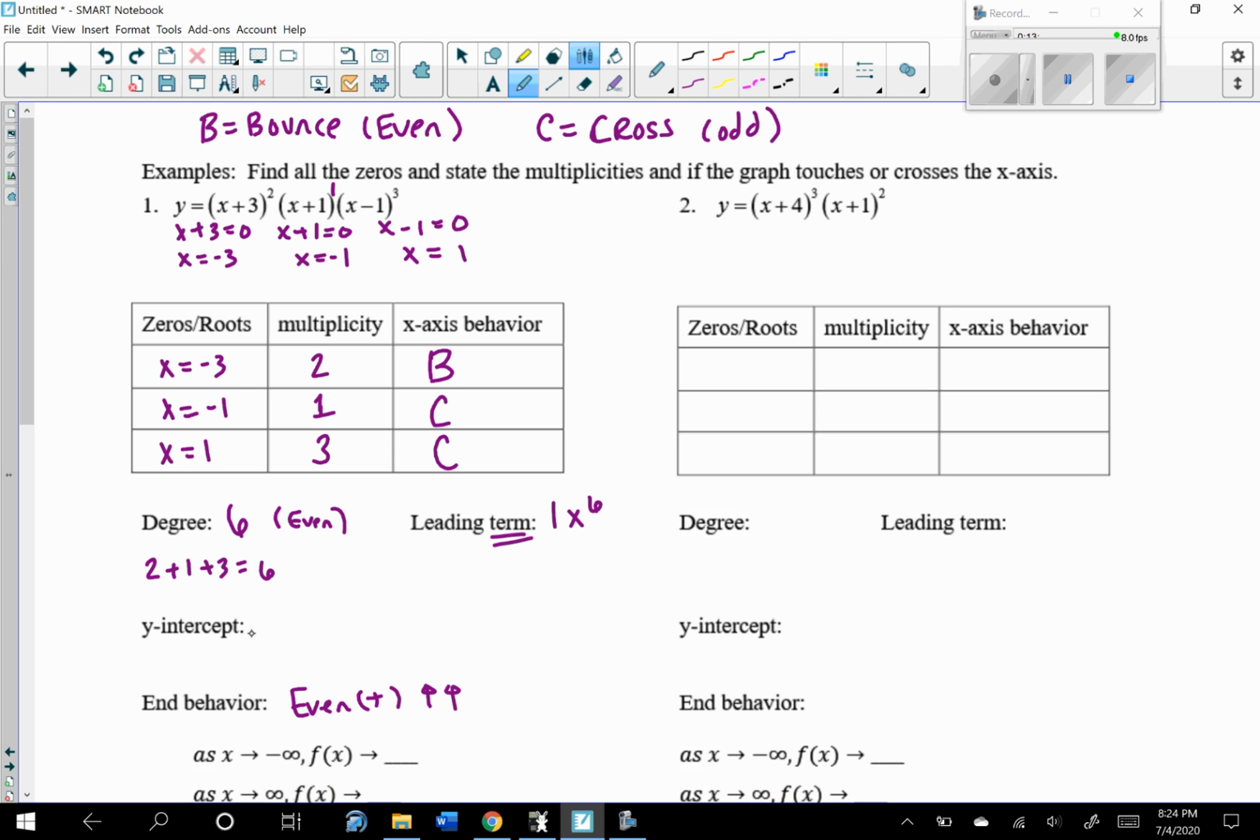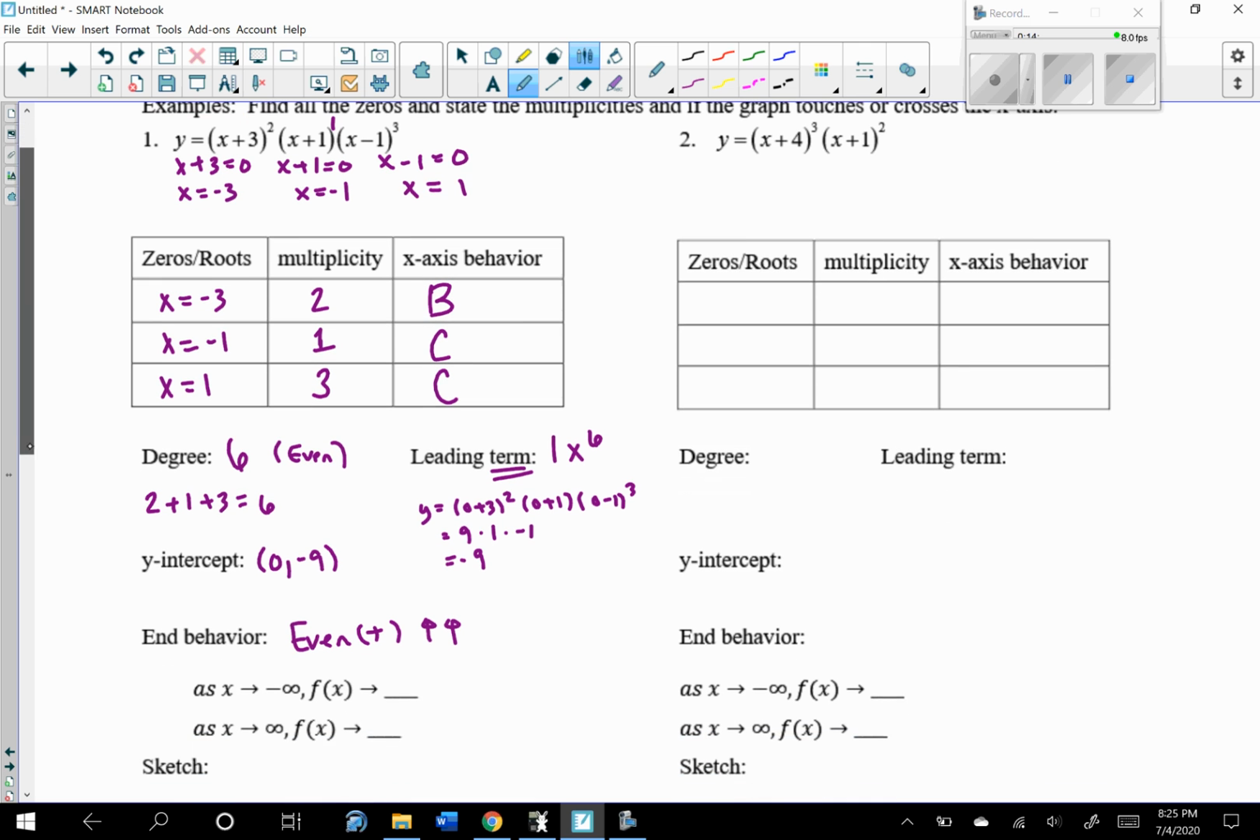So how do you find the y-intercept again? Remember, you plug 0 in for x and solve. So we're going to do that in our original equation. So when I solve, I get y equals (0 plus 3) squared times (0 plus 1) times (0 minus 1) cubed. So 3 squared gives me 9, and this would be times 1. Times negative 1 to the third power is negative 1. So that gives me negative 9. So the y-intercept is (0, negative 9).